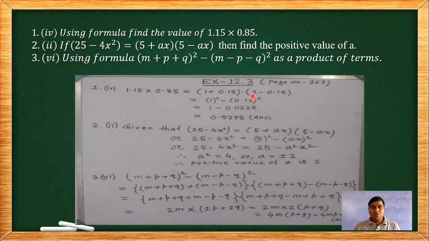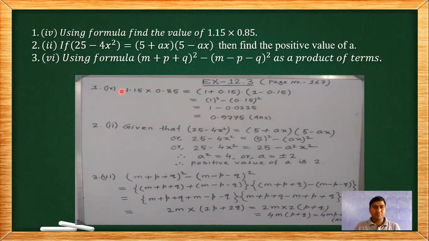This is 1 minus 0.15. Now this is the a plus b into a minus b form. We know a plus b into a minus b is a square minus b square. So this is 1 square minus 0.15 whole square. Now 1 square is 1, and 15 square is 225. There are 2 places after the decimal in 0.15, so in the square there are 4 places after the decimal, so 0.0225. Now 1 minus 0.0225 is 0.9775. This is the answer.